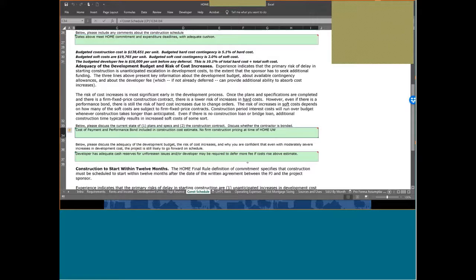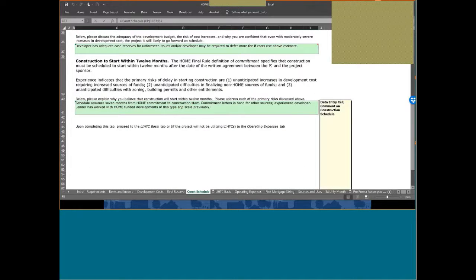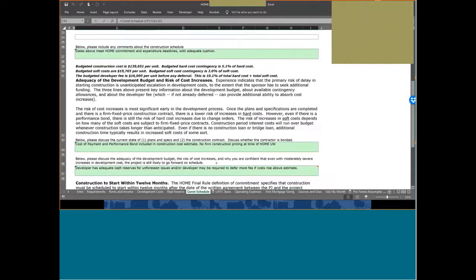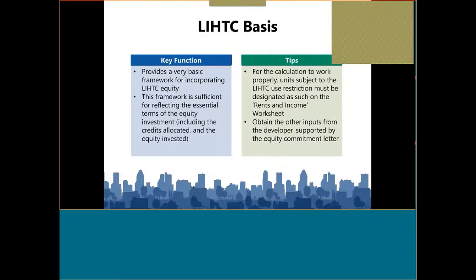The cost of the payment and performance bond is included in the construction cost estimate. I've looked at the fact that the developer has adequate cash reserves, and that the schedule's okay. So this page is well filled in, and we can move on to the next one, which is LIHTC Basis.